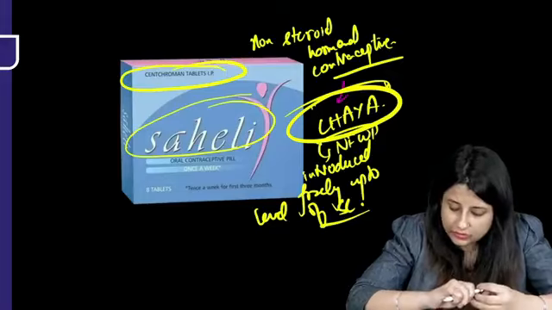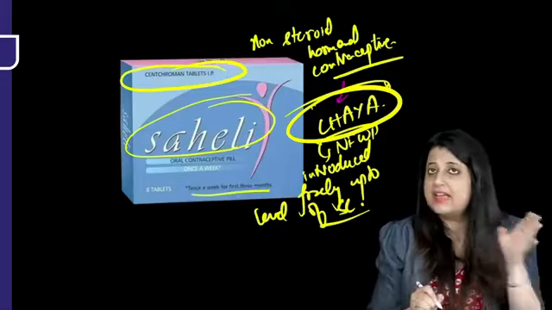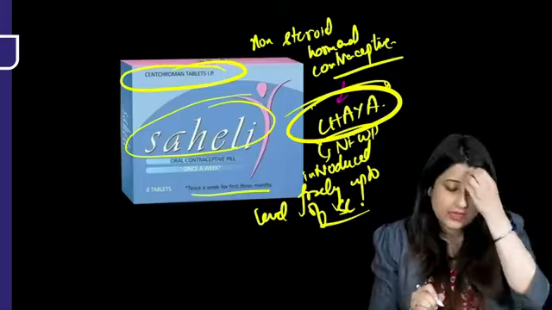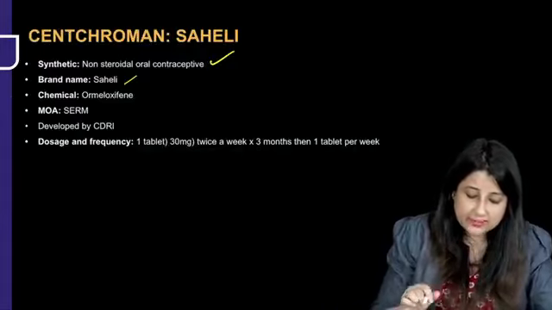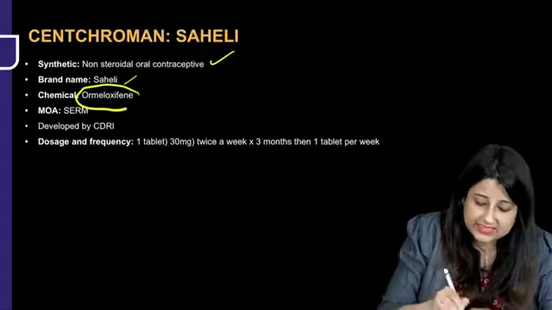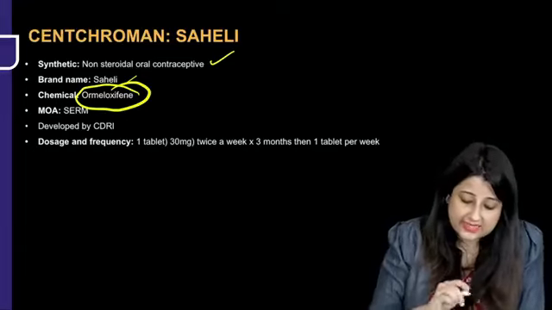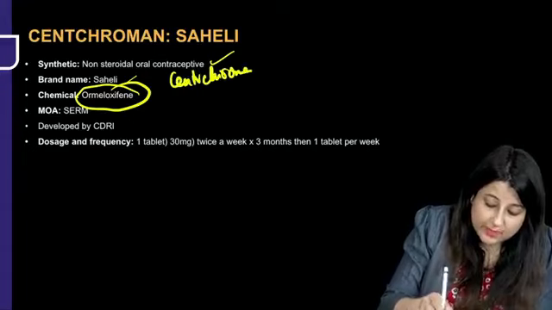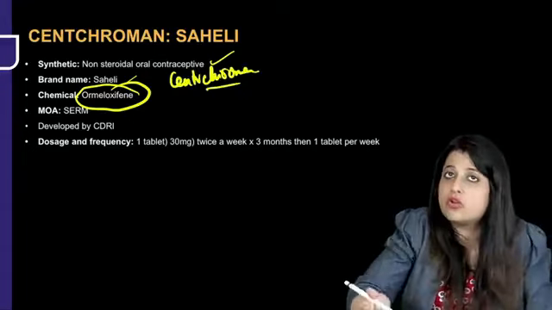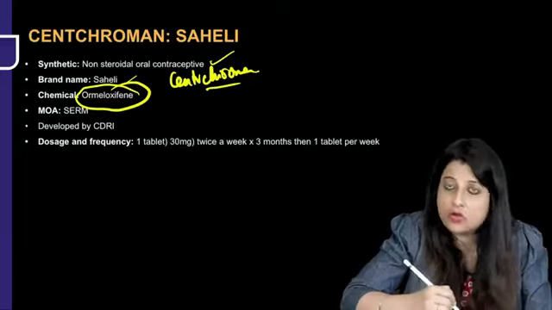It is also known as the once a week pill, because first you give it twice a week for 3 months, then you have to give it once a week. So it's a non-steroidal oral contraceptive, brand name Saheli, and it contains a chemical known as ormeloxifene. It is also known as centchroman tablets. These words you need to remember, like nonoxynol 9 for the vaginal sponge. Here it is Saheli, centchroman tablets, and the chemical is ormeloxifene.